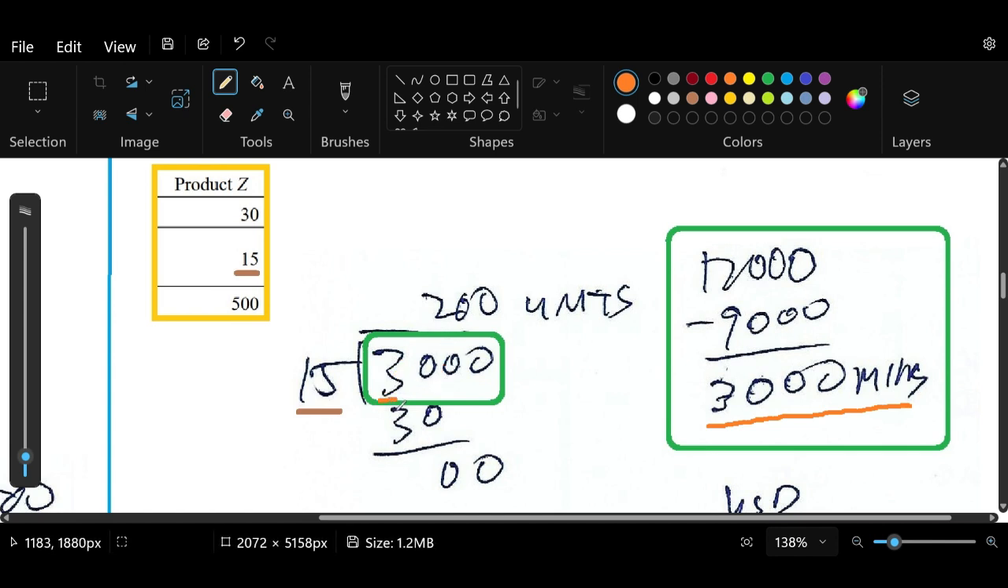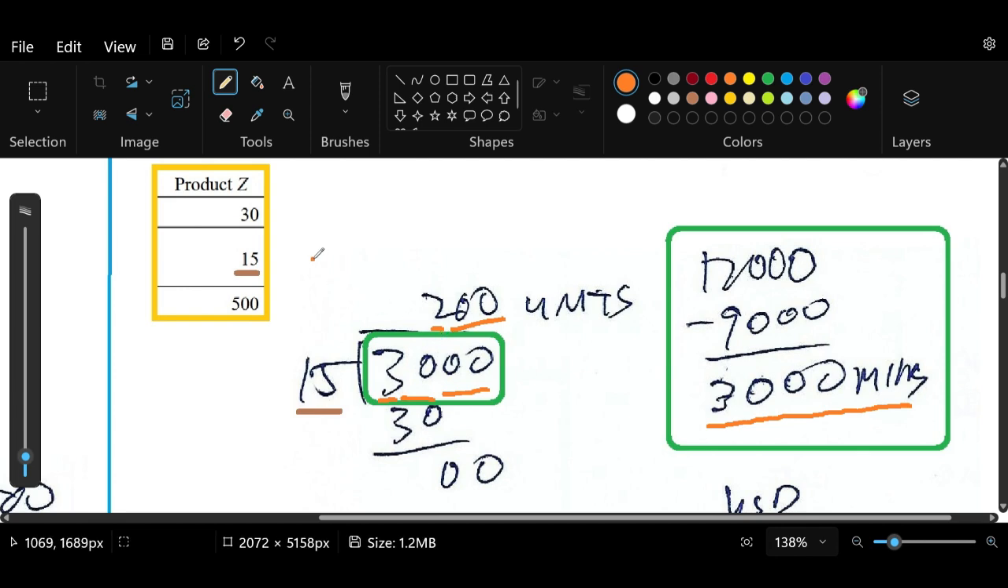3 is too small for 15. We need to see if there's another digit, and there is, and it becomes 30. How many 15s are there in 30? Only 2. And the remaining digits here are 0 already, so we put them here in this way. So that would be 200 units. We can manufacture 200 units of product C.